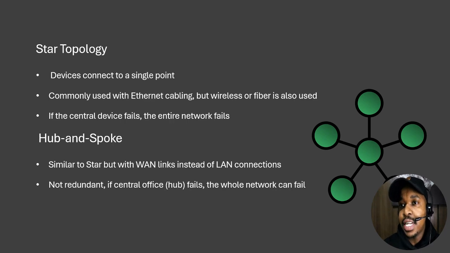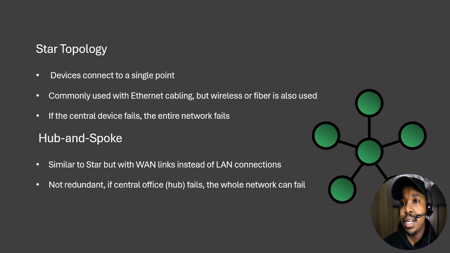And now we look at the next topology, which is the star topology. Devices connect to a single point. It's commonly used with Ethernet cable, but wireless or fiber is also used. If the central device fails, the entire network fails, which is not ideal for a big network. If that central point, which is connecting all the components within that network, fails, the entire network fails and there is no connectivity throughout.